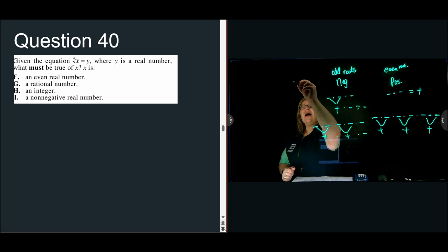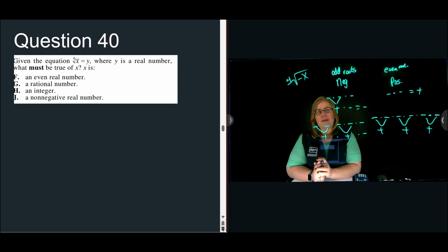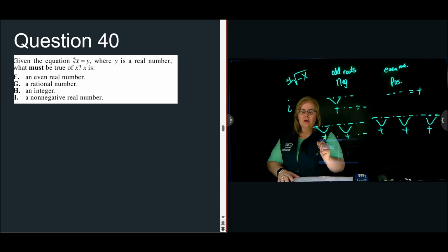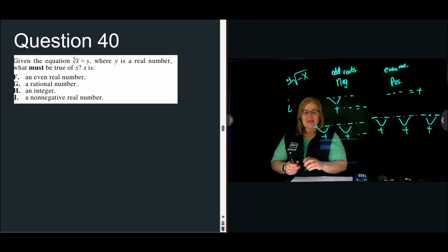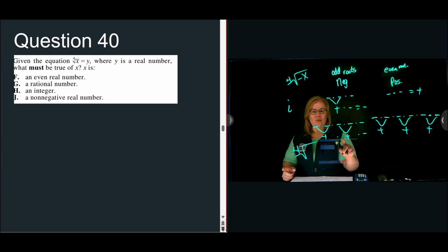Now, what if I have a negative under the root? Remember, when we take an even root of a negative, what do we get? We get that i. Well, it's saying that they are real numbers. So I know what is under this root sign has to be a real number, and it has to be a non-negative real number. So then what is my only possible answer? It's going to be J.